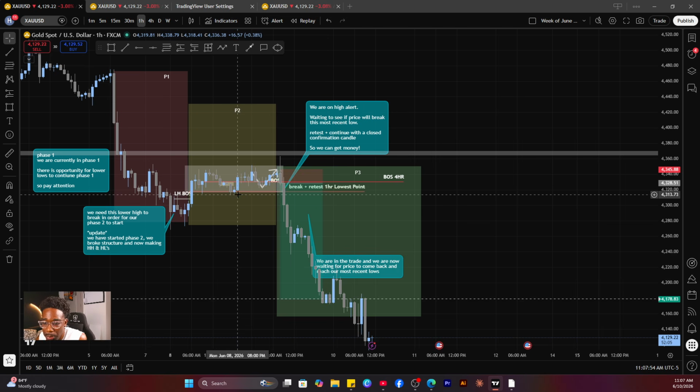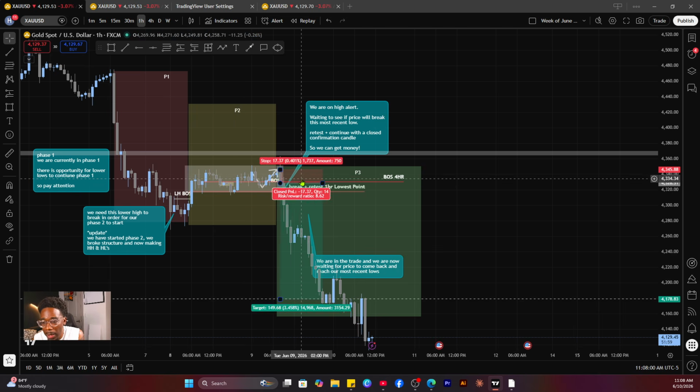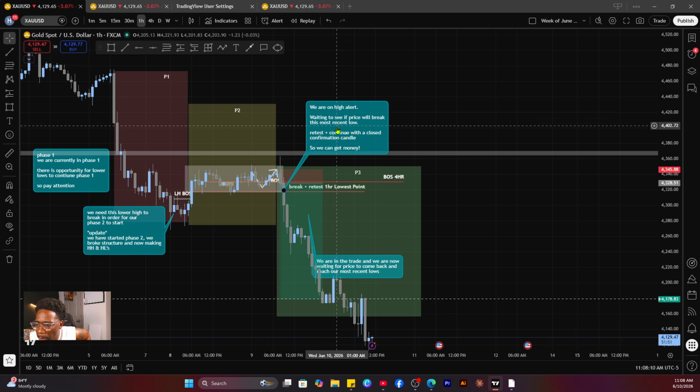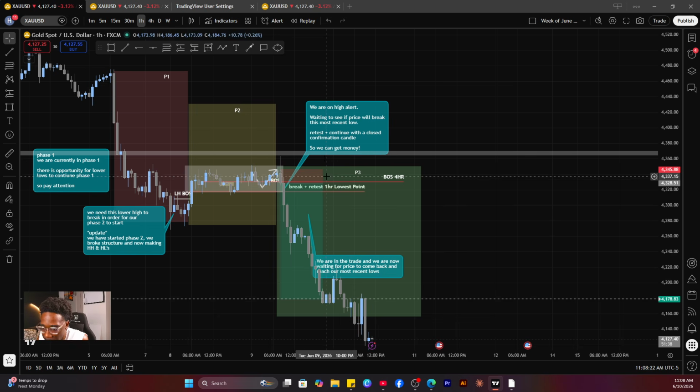This is the most recent low. Depending on, this is the most recent low on the 1 hour. This is the most recent low on the 4 hour. Depending on where you're looking at it, both of them were actually valid, right? And so waiting to see if this will break the most recent low, retest and continue with a close confirmation candle so we can get money, right? That's the goal, is to get the bread.